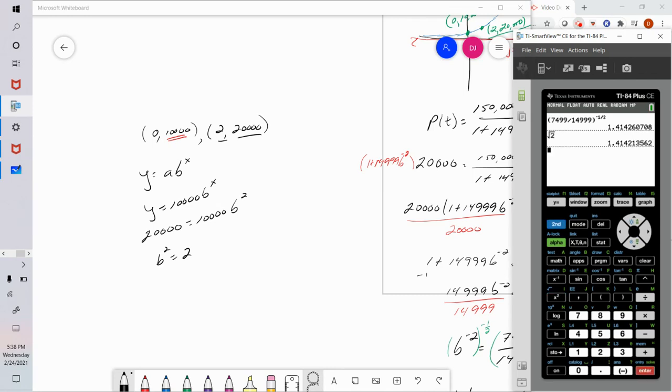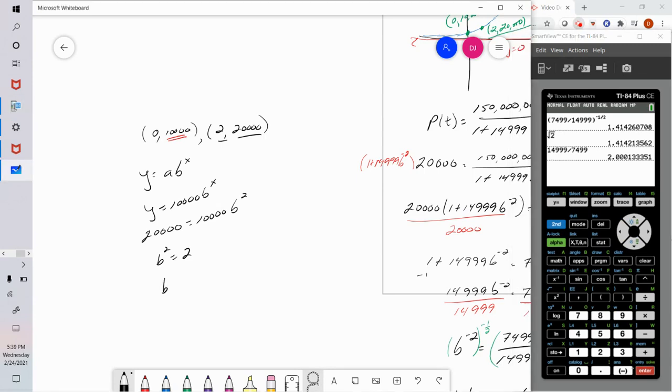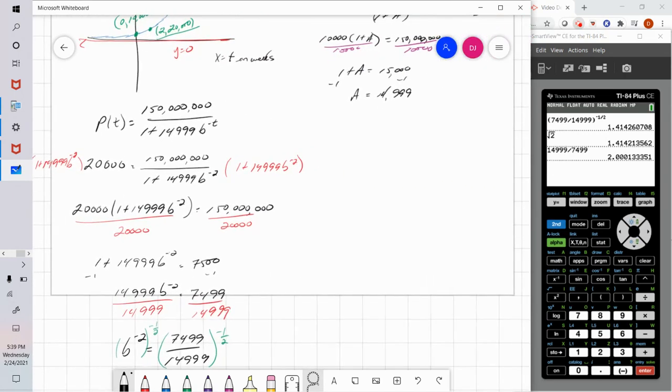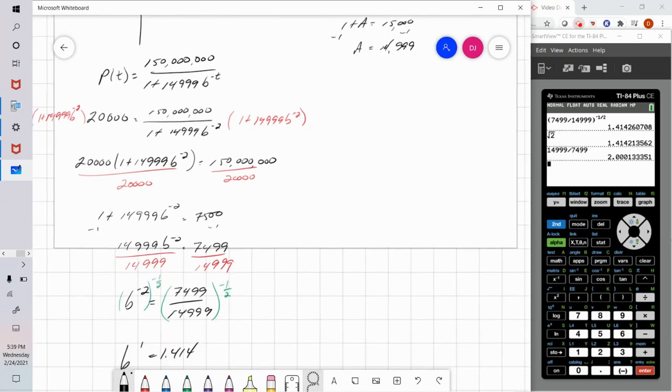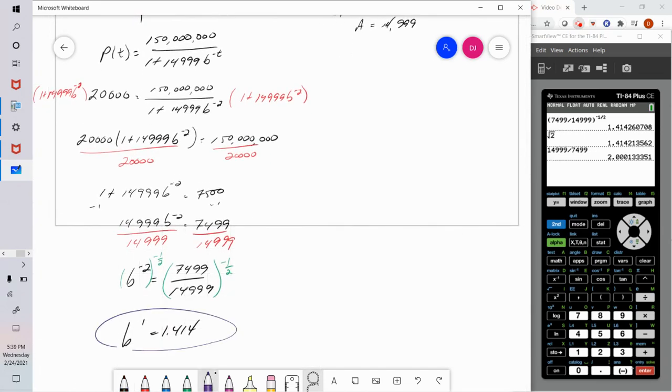Notice I don't have the exact same value, but it's pretty darn close because that 14,999 divided by 74.99 is slightly more than 2. So we still get B as approximately 1.414. So there's two different ways I can get my B value. So in any case now, I'm going to take my B value. Where do we go? Take that B value, we're going to substitute that back in.